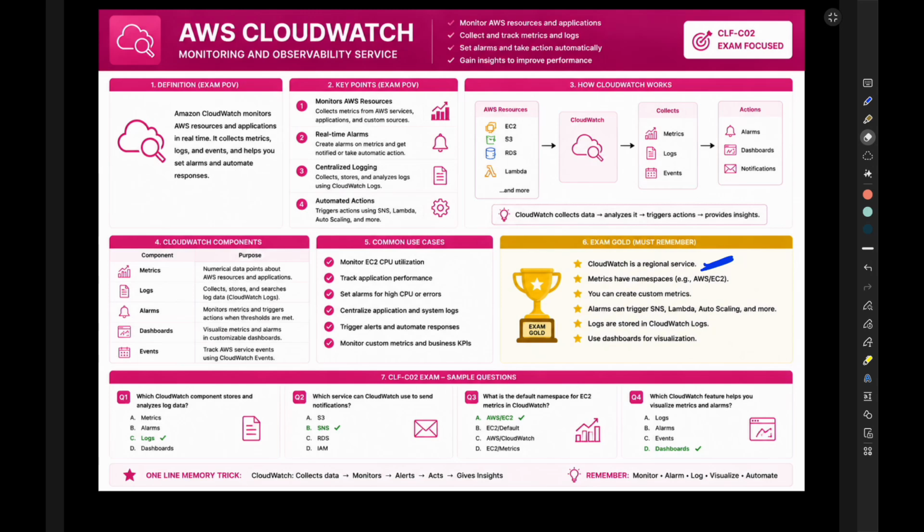Common real world use cases could be monitoring EC2 performance, monitoring application health, tracking Lambda execution, and also receiving alerts when a system fails. A common CLF-C02 question could be, which service monitors AWS resources and creates alarms? The answer is direct, that is CloudWatch. The memory trick is, CloudWatch sees everything happening in AWS. Whenever AWS mentions monitoring, metrics, logs, and alarms, think CloudWatch.